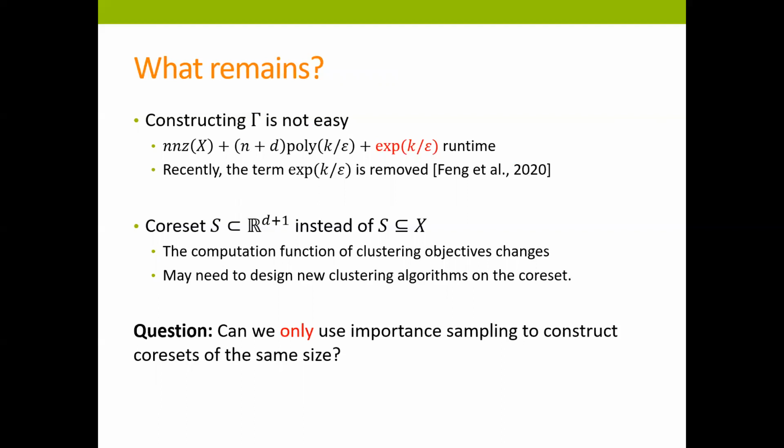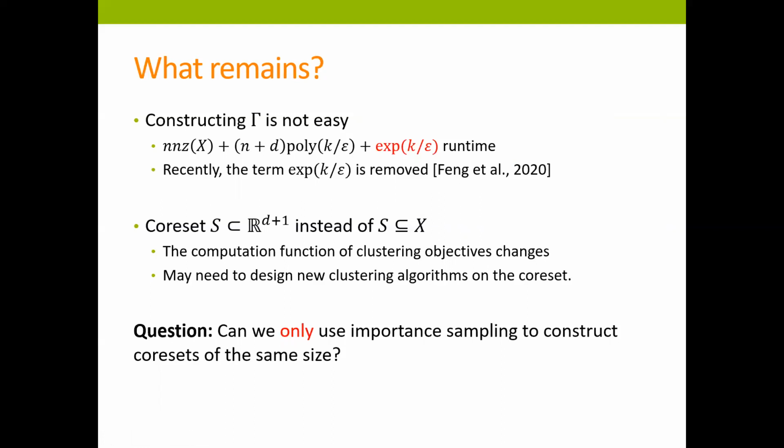It seems that now we have achieved the desired coreset size. What remains? In the Sohler-Woodruff framework, we need to construct a subspace gamma. The construction process is actually expensive and contains an exponential term in k over epsilon. Recently, this term was removed. Also, note that the coreset is a subset of projected points instead of a subset of the original dataset. This results in a different computation function for the clustering objective. If we want to solve the k-z clustering problem on the coreset, we may need to design new clustering algorithms.